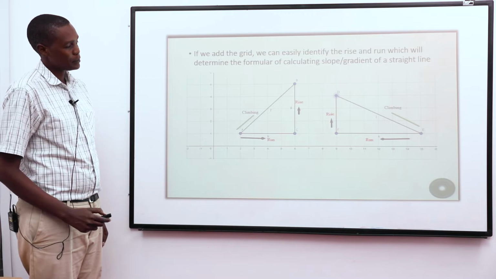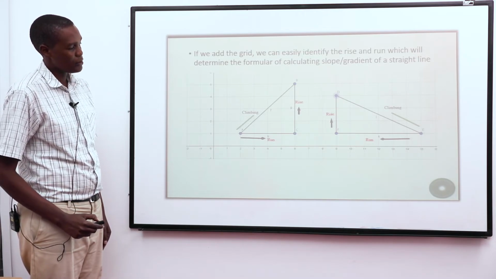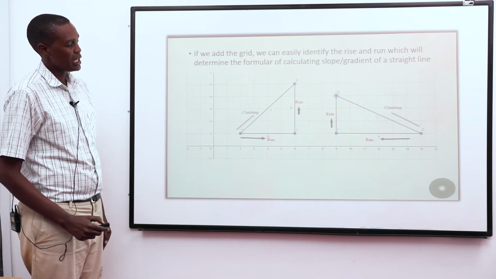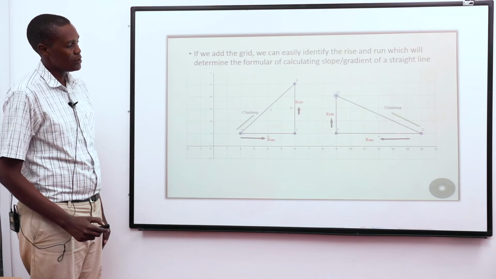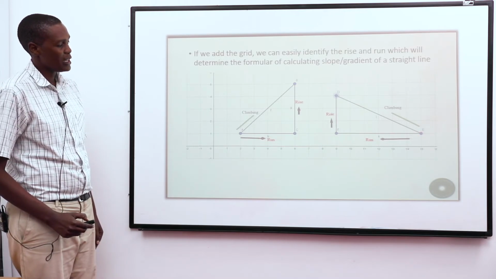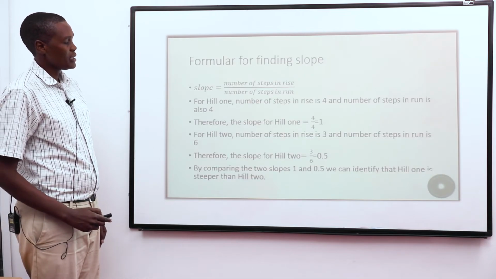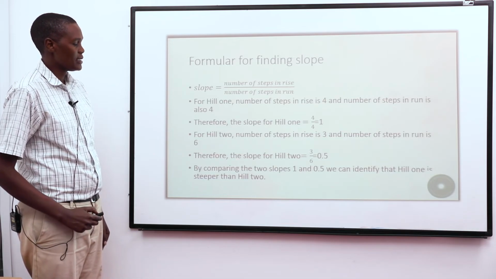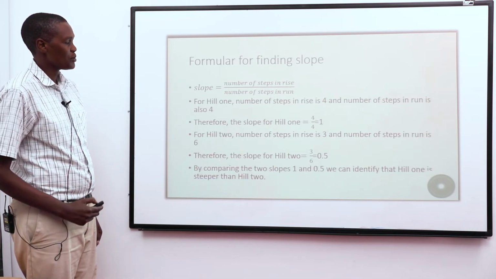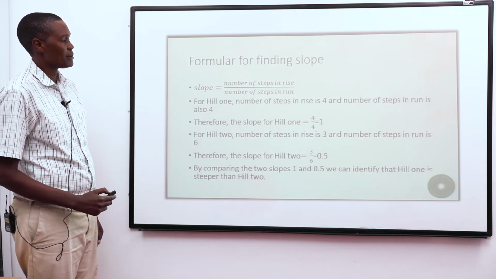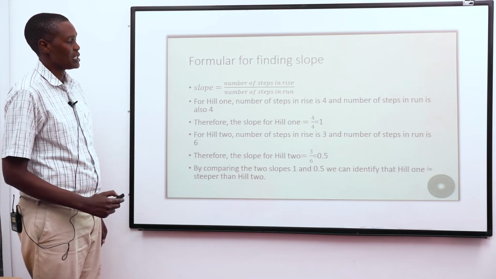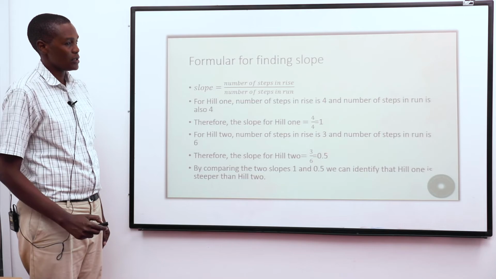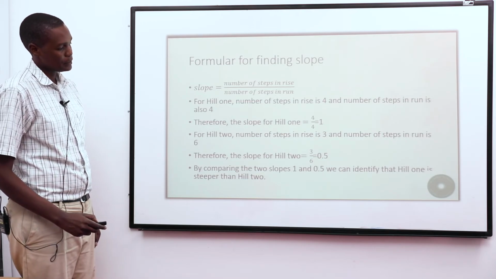Now for the second hill, we can also count the number of rise. We have 1, 2, 3. For the number of run, we have 1, 2, 3, 4, 5, 6. So for hill 2, the number of rise is 3 and the number of run is 6. Using this formula, the slope is given by the number of steps in rise divided by the number of steps in run. That means the slope is 3 over 6, which equals 0.5, or a half.